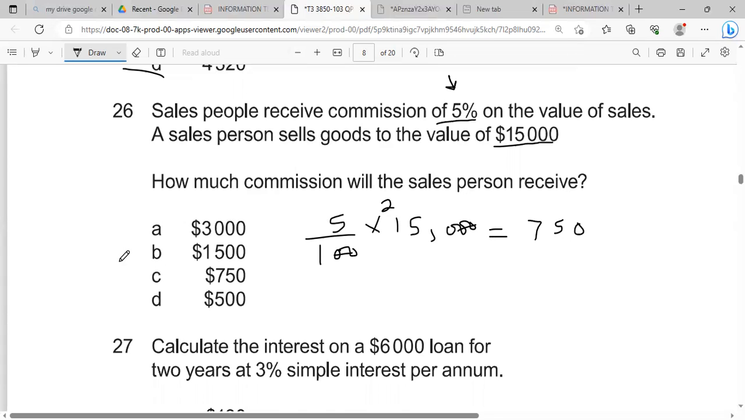So every 15,000, guess what? I get 750,000 out of it a year.